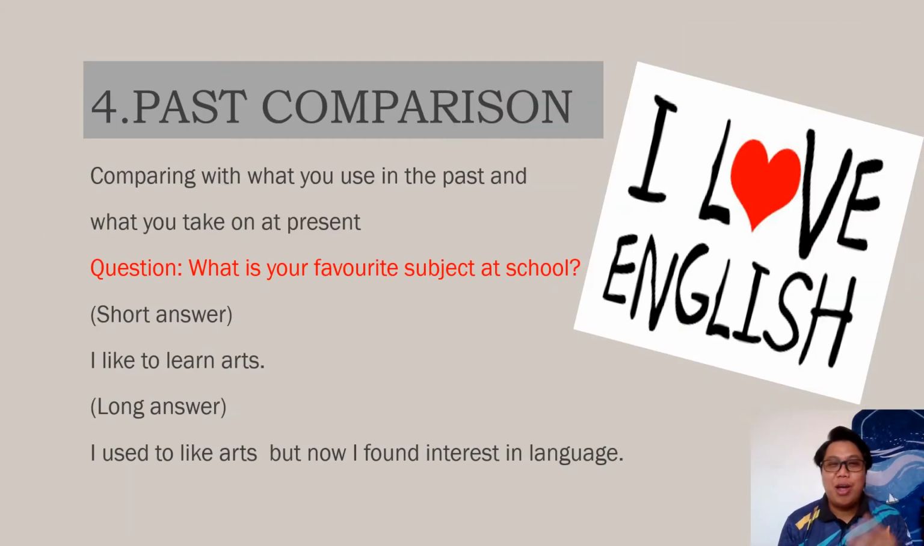Tip number 4. Past comparison. It is when you are comparing what you used to do in the past with what you do at present. For example, what is your favorite subject at school? I like to learn arts. That is a correct answer. But then, you want to expand your answer. How? Alright, answer it like this. I used to like arts, but now I found interest in language. Clear? Let's go to tip number 5.